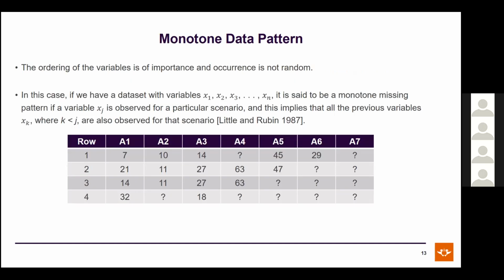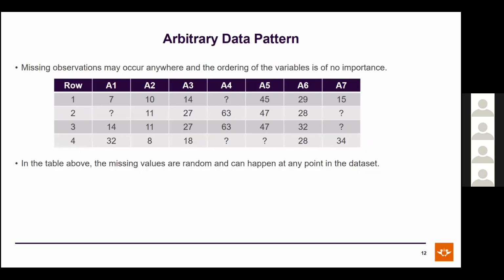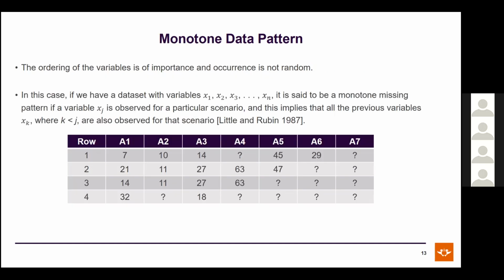The other pattern is the monotone missing data pattern, which basically says the order of the variables is of importance and occurrence is not random, like in the arbitrary case where we saw missing data happen randomly. So in the arbitrary pattern, missing data happens randomly, while in the monotone missing data pattern, the occurrence of missing data is not random.